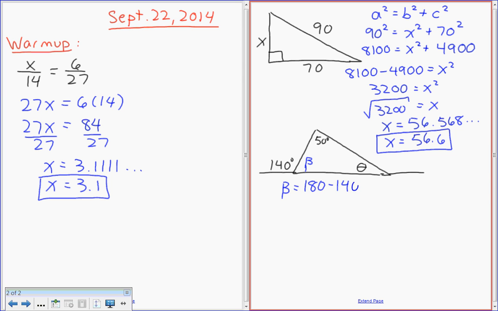Very good. Okay, so she remembered, excellent. She remembered that a straight line is 180 degrees. So you're just going to subtract 140.